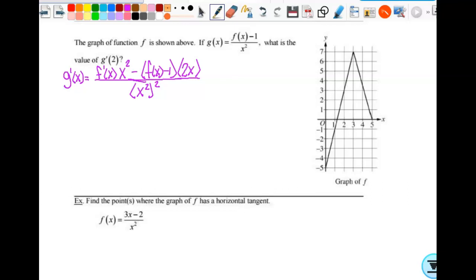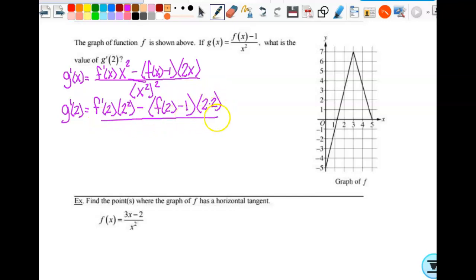All right. So I need to find a couple of things. I need to know what g prime of 2 is, but all this asks me for f and f prime. So when I substitute this in, g prime of 2 is going to equal f prime of 2 times 2 squared minus f of 2 minus 1 times 2 times 2 all over 2 squared squared. This would be a safe stop.